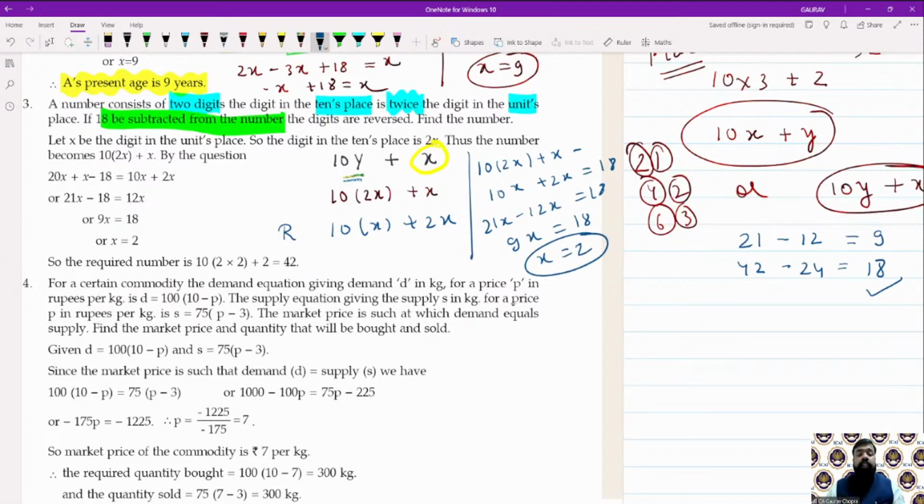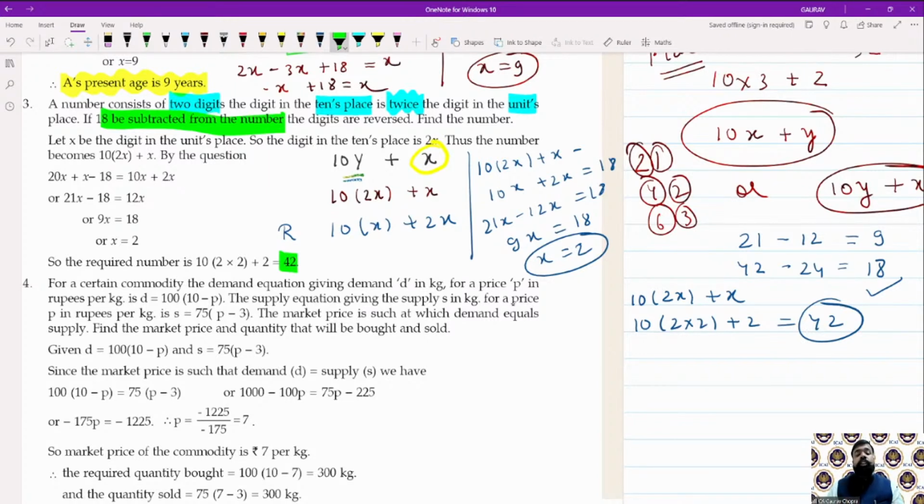Now the value of x is 2. So what is the number? The number originally was 10 into 2x plus x. So now we can substitute the value to get the result. So the result is 42. So 42 is the correct answer.